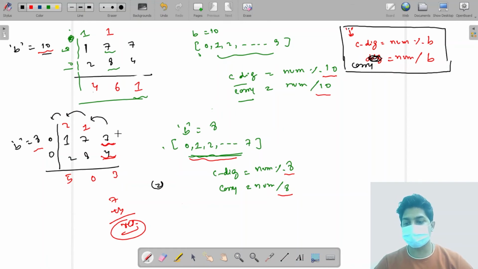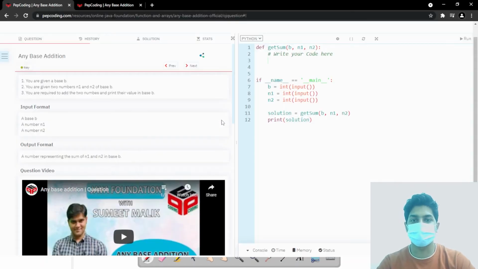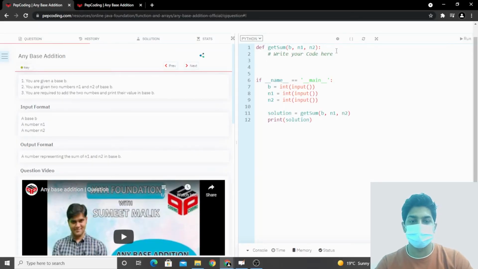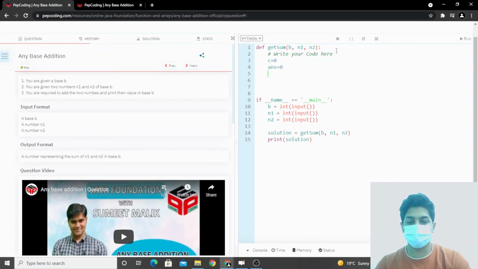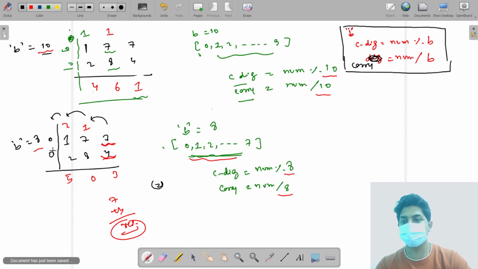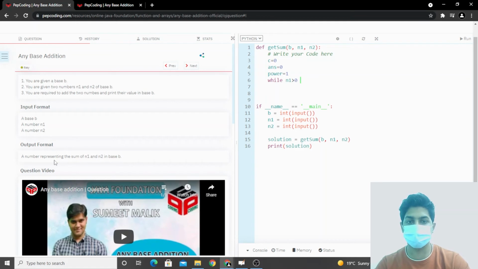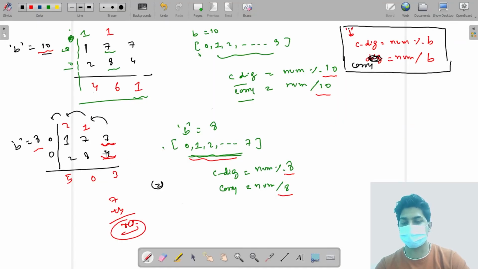Okay, so now let's try to code this problem and see whether it is working or not. Let's make a few variables: current equal to 0, answer equal to 0, power equal to 1. Why I am making these three variables, I will explain in a while. Just wait. We'll run this loop till nothing is left, that is, both our numbers reduce to 0: while number 1 is greater than 0, or number 2 is greater than 0, or carry is greater than 0.